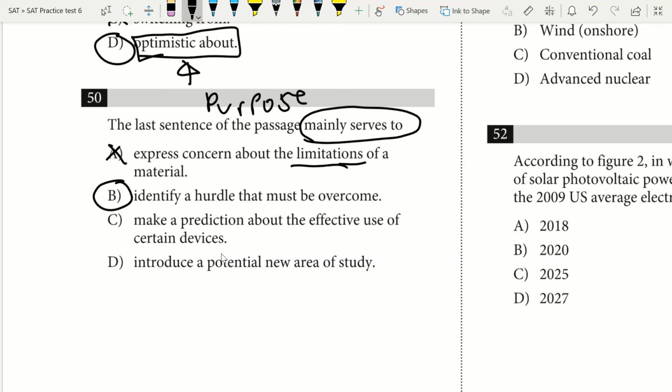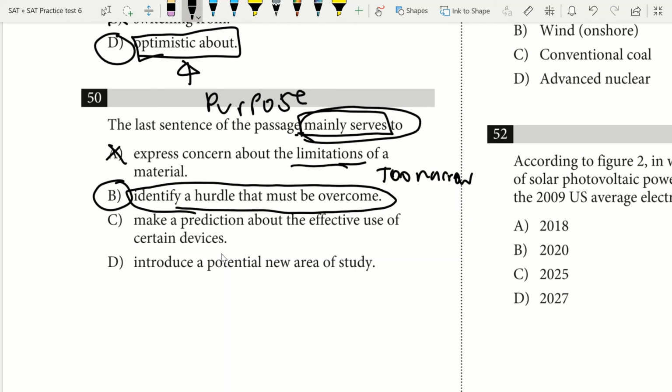But also, really, that's not the key part here. The key part is mainly serves, right? What's the main serve? This is really too narrow. That's focusing too much on that part where we talk about that material itself. Really, the main purpose of it is to show that hurdle we have to overcome in that solar industry, okay? So we really don't want to get too narrow here. Option A would be too narrow.